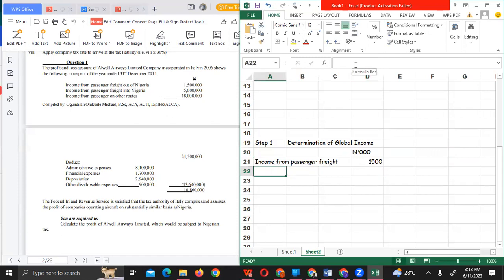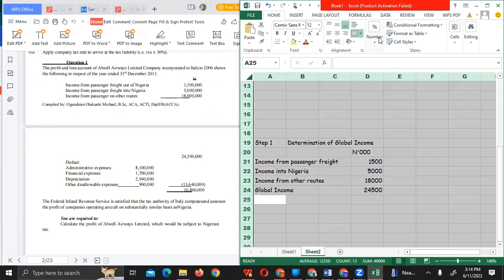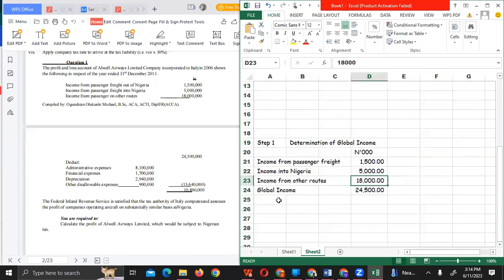So I have income into Nigeria. That's 5,000. I have income from other routes as 18,000. So that gives me total income, global income, how much? Yeah, 24,500.